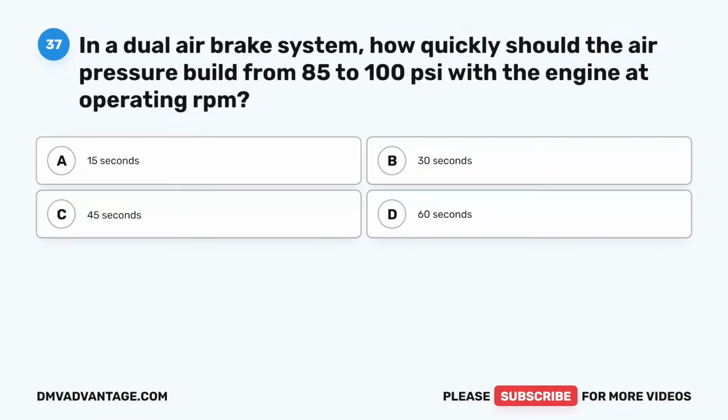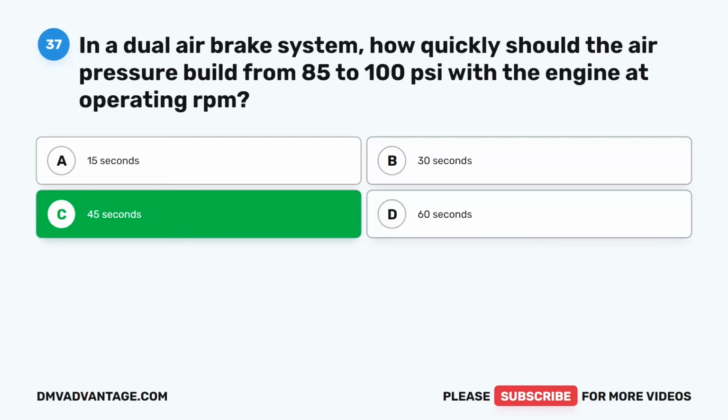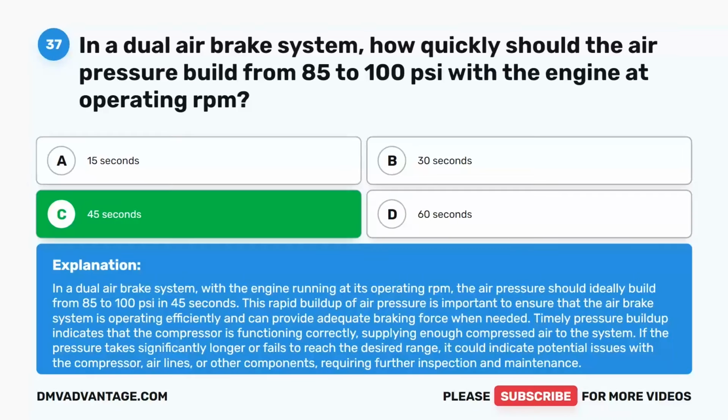Question 37. In a dual air brake system, how quickly should the air pressure build from 85 to 100 psi with the engine at operating RPM? A. 15 seconds. B. 30 seconds. C. 45 seconds. D. 60 seconds. The correct answer is C. 45 seconds. In a dual air brake system with the engine running at its operating RPM, the air pressure should ideally build from 85 to 100 psi in 45 seconds.